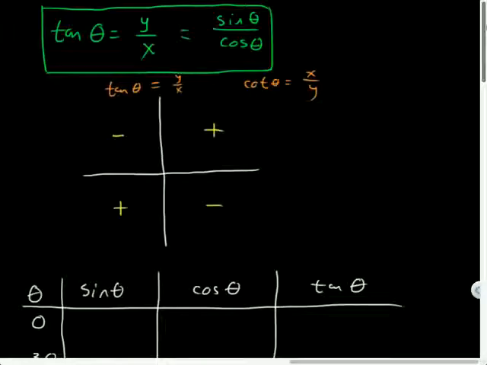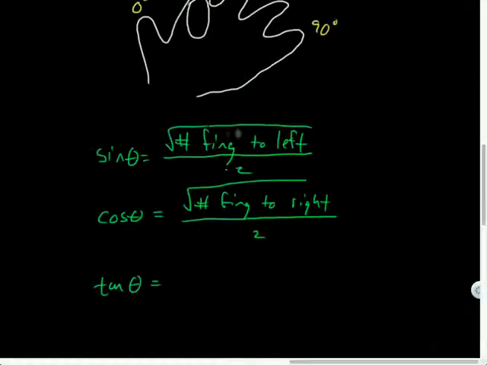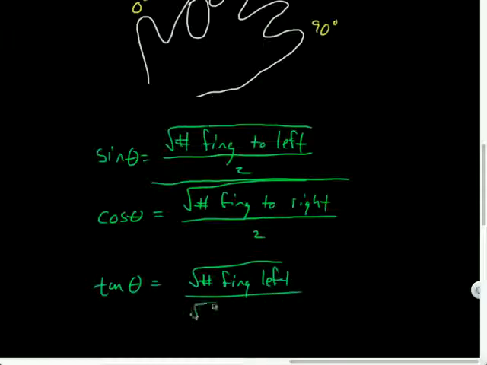Well, a moment ago, I said that tan theta is equal to sine over cosine. So I could find the value of sine and then the value of cosine and then divide them. But what I want to point out is that if I divide both of these by 2 to get tangent, the 2's would just cancel out. The divide by 2 is no longer important. So it's just the square root of the number of fingers to the left over the square root of the number of fingers to the right.